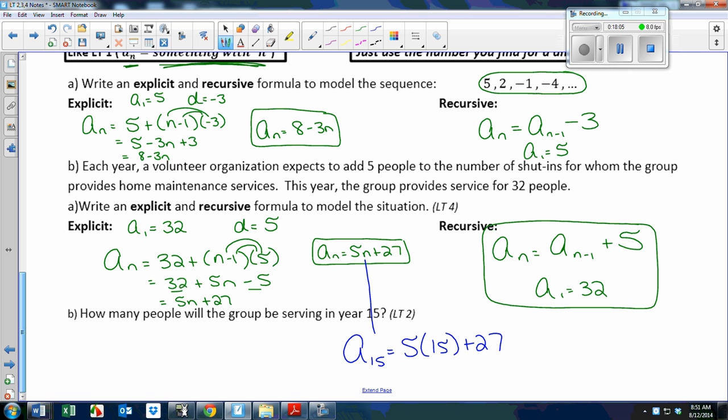So 5 times, you probably already did it. What'd you get? Can't hear you. What? 102? Is that right? 102? So you're going to serve 102 people. All right, that's it.